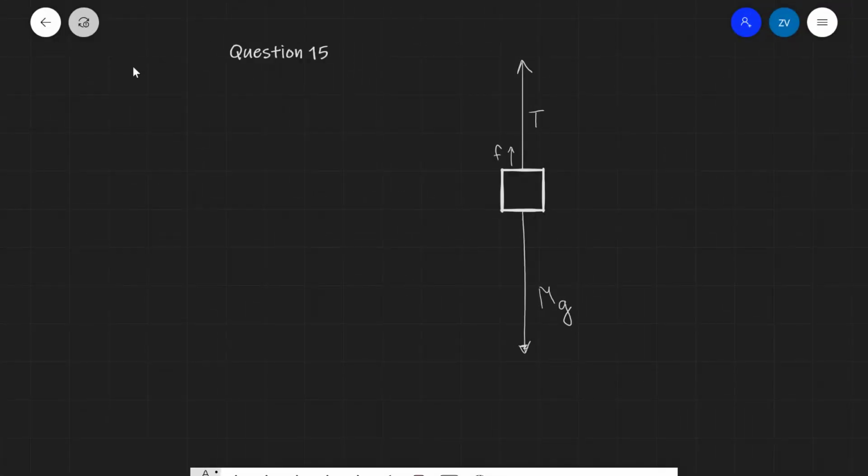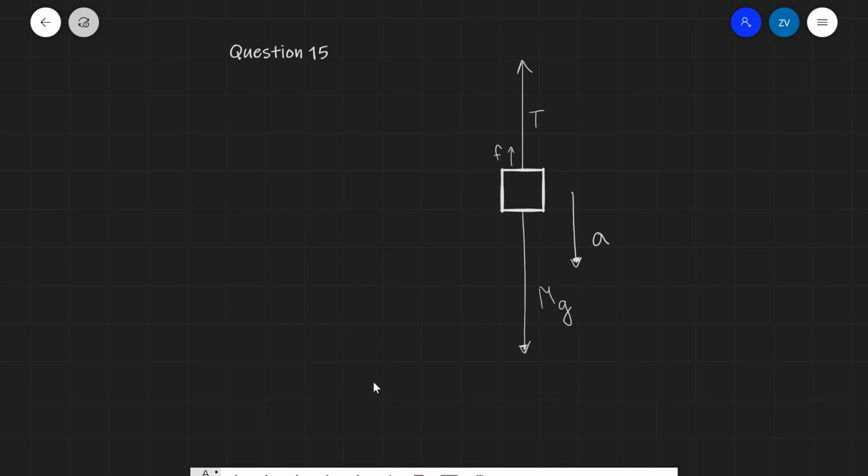So question 15, we have a lift which is decelerating, and it has the following forces acting on it. First off, we have the weight which is acting downwards, we have a frictional force acting upwards, and we also have some tension which is also acting in the upward direction. Now it's important to know that this system is not balanced, and in fact this whole lift is going downwards with an acceleration.